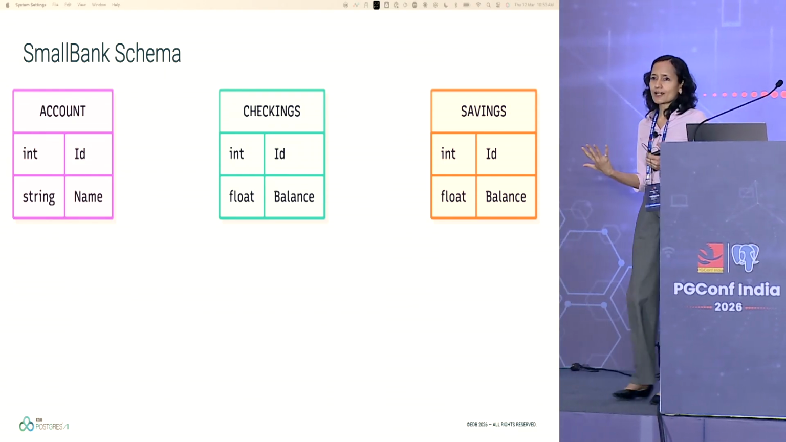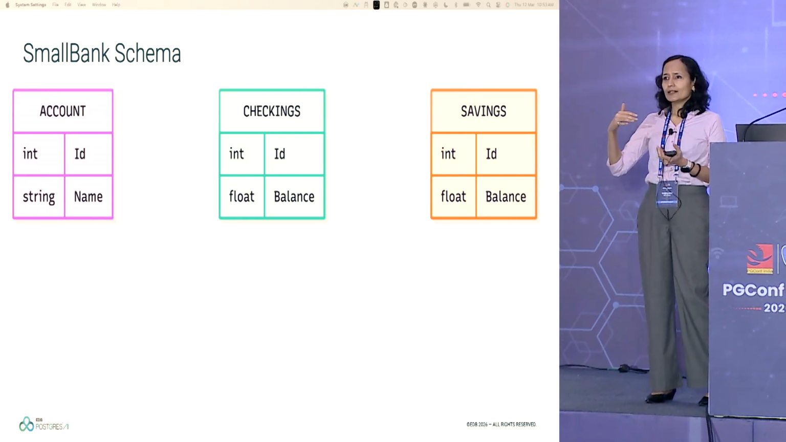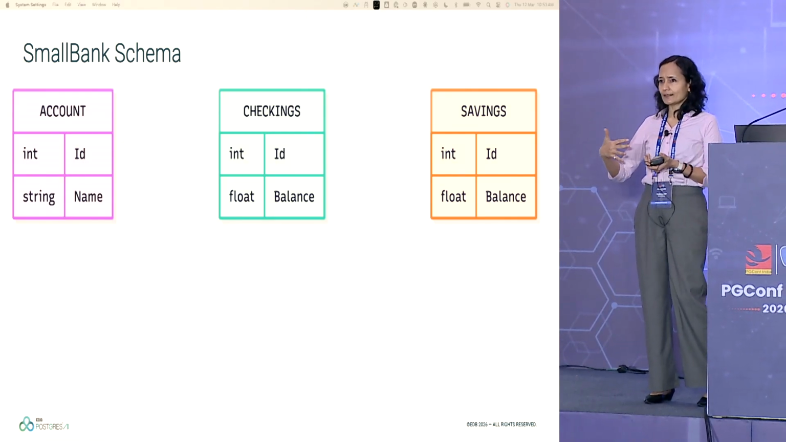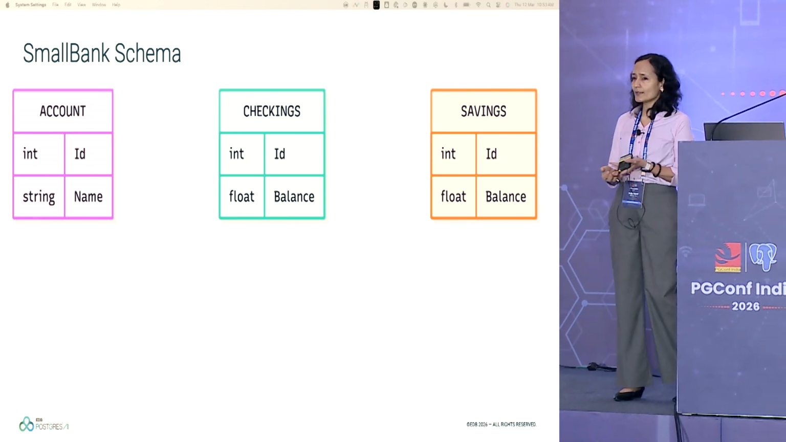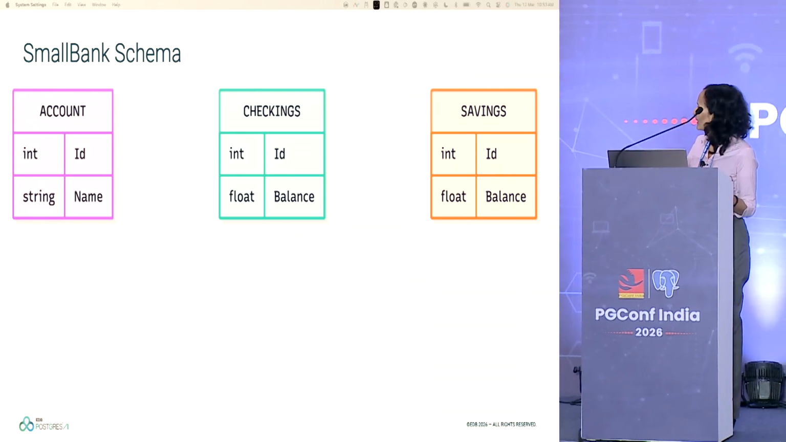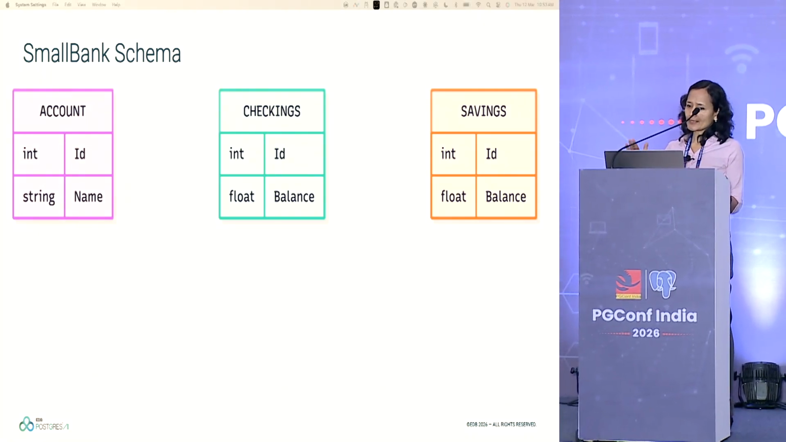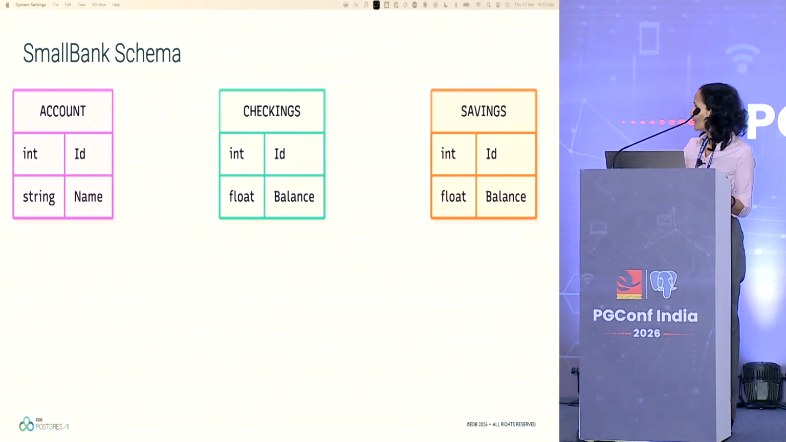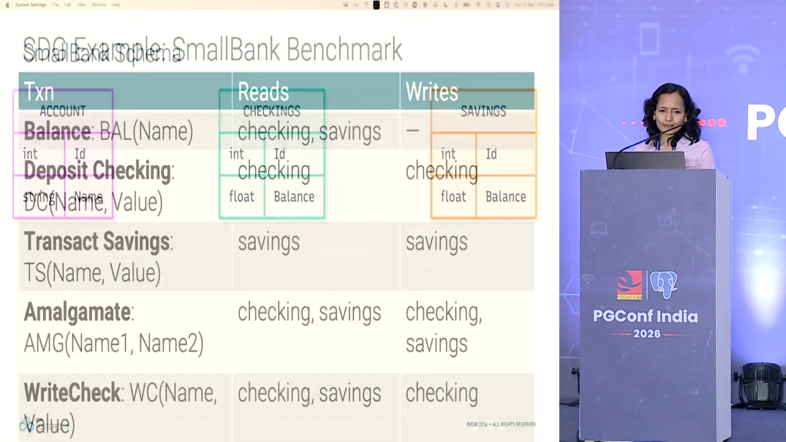Workloads like PG bench are serializable even with snapshot isolation because they read the same row that they write. But this is an example which is not serializable, and we'll describe it briefly. It's a very simple schema. There is basically a checking account with ID and balance, a savings account, and just a mapping of name to ID. So we will model this with SDG.